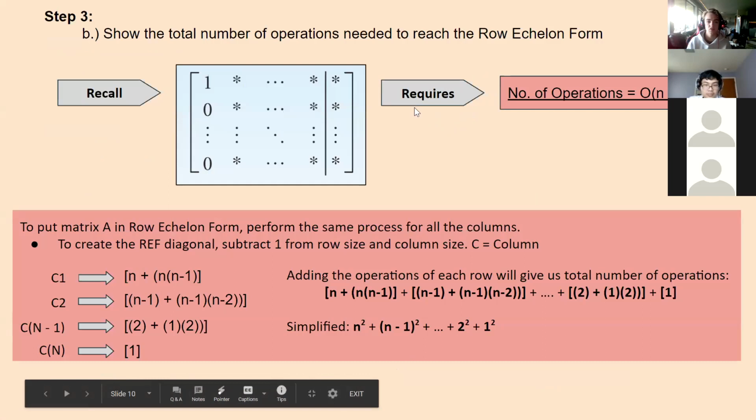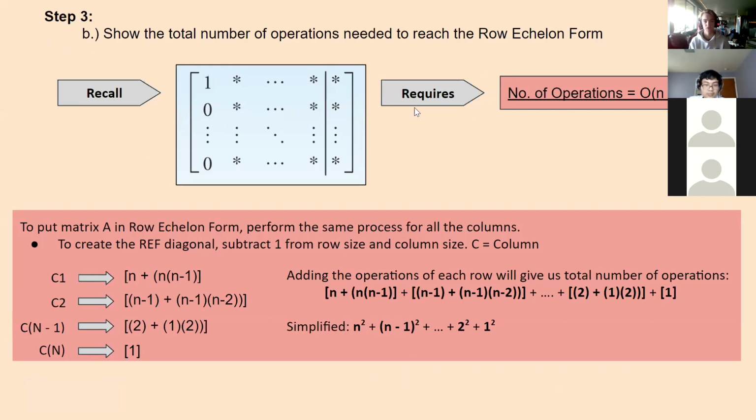All right, once we've shown that, we can show the total number of operations needed to reach row echelon form, which is going to look similar to Anthony's specific example he showed us earlier. So to create that diagonal of 1s with zeros underneath them, we perform the operation we saw in the previous slide. To sweep out the zeros is n times (n minus 1). We add n to this operation because we need to consider the leading 1. So that would be the first column.